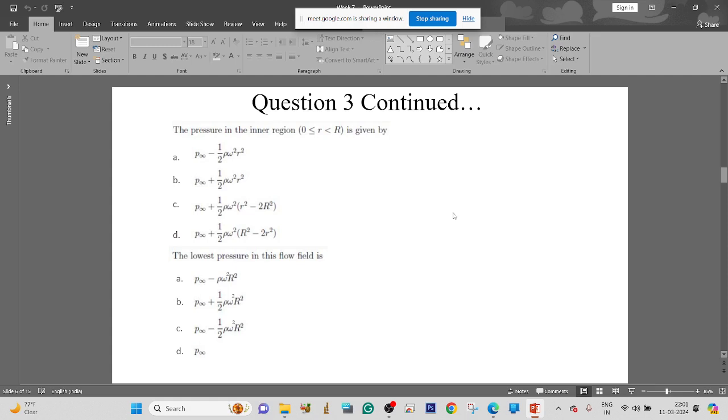Understood? Any doubt? No, no. It's very simple, so this kind of problem you can easily solve now. Can you tell me the lowest pressure in the flow field? Where is the lowest pressure and what is the lowest pressure? It's very easy, right? We just need to differentiate.